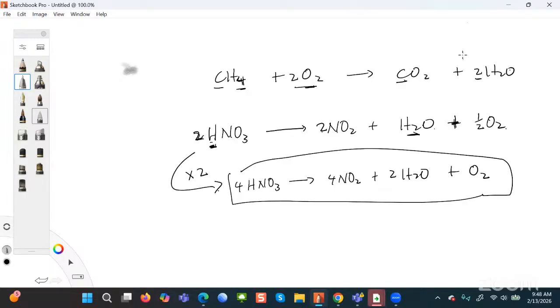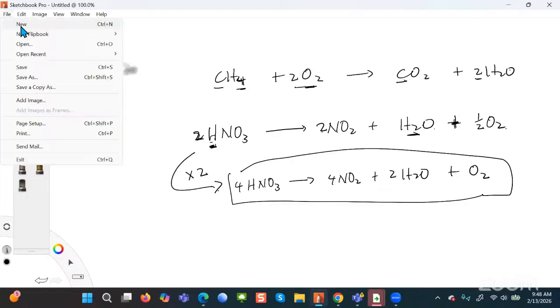Any questions? Okay, so let me clear this. And let me put another example on the board or on the screen. Okay, and I want to hear what you guys would have to say about this one. So how would you go about balancing this one?